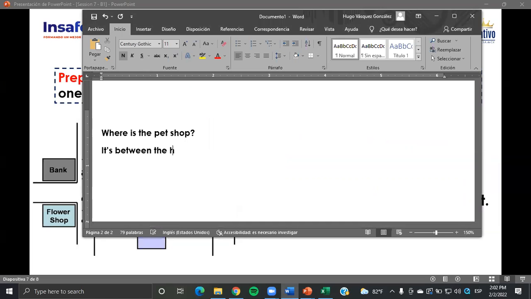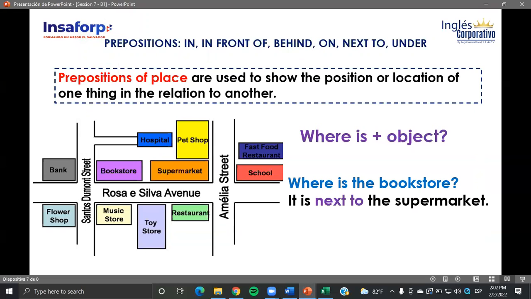I'm sorry, listen to somebody else. Tell me. Escuché más, dígame. También podría ser, it's be. The supermarket is over here, right? And the pet shop is here, right? Teacher. It is in front of. Hospital, no sé. Okay. In front of. Dígame. Me equivoqué. Podría ser in front of.